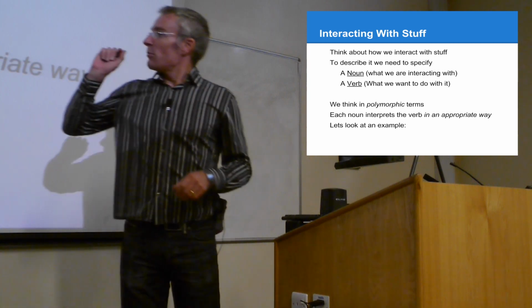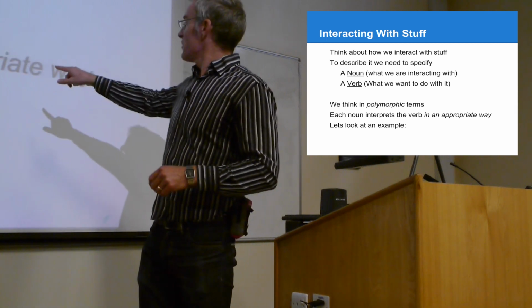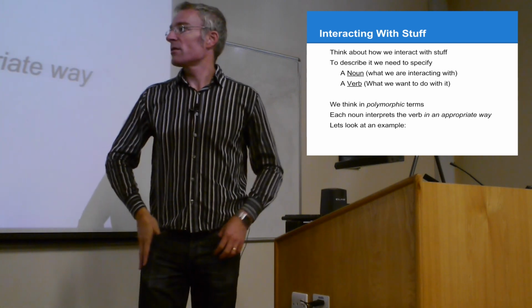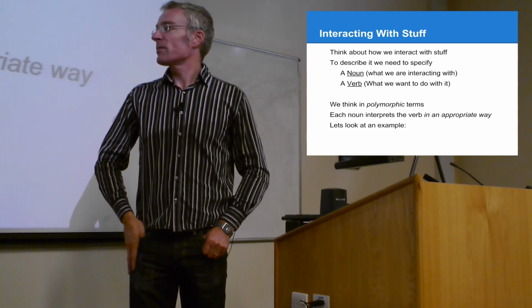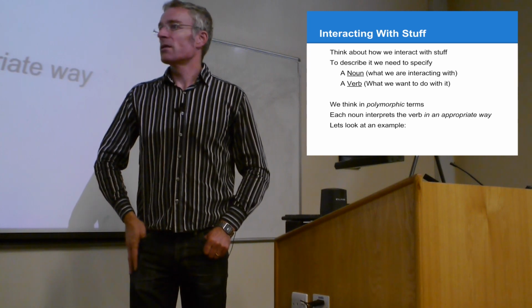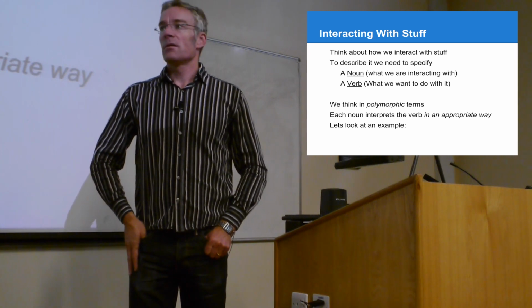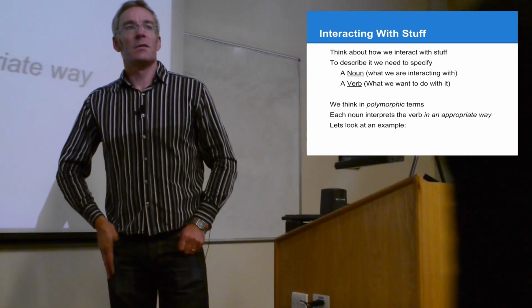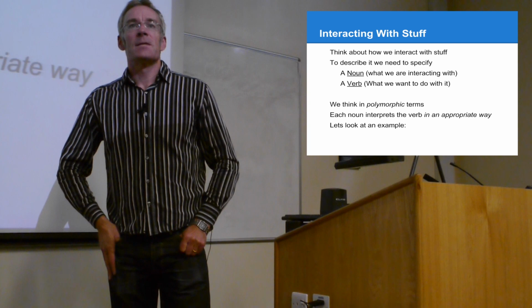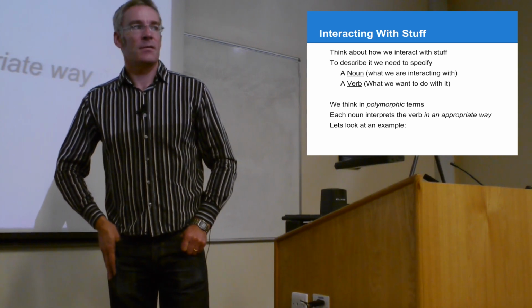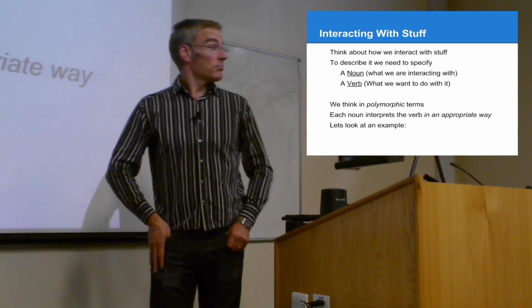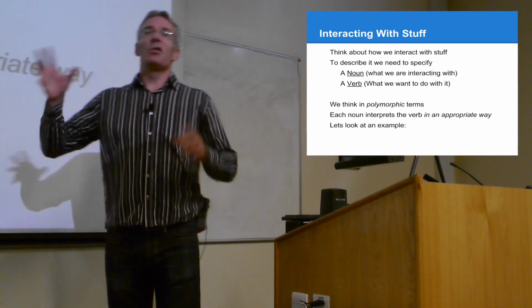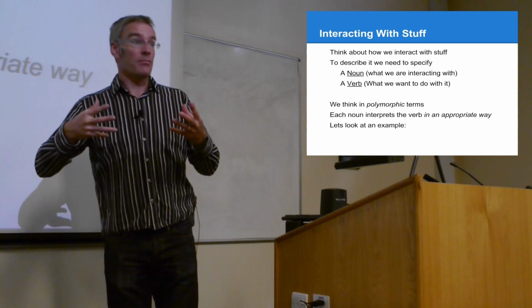And when we take a noun and a verb, we have to look at them in an appropriate manner. Okay, comfortable? So let's look at the example of how we use polymorphism in English.